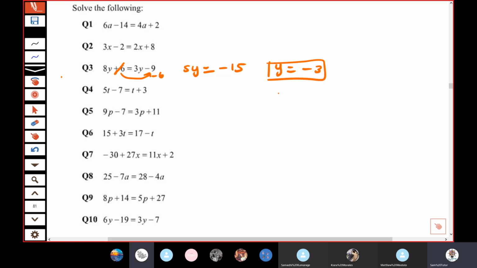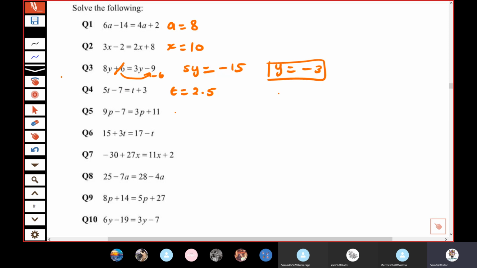I'm finished now. Give us your answers. And then I'll just double check it. A equals 8. X equals 10. For question 4, I got T equals 2.5. 3 plus 7 is 10, 10 divided by 4 is 2.5. Yes, correct.